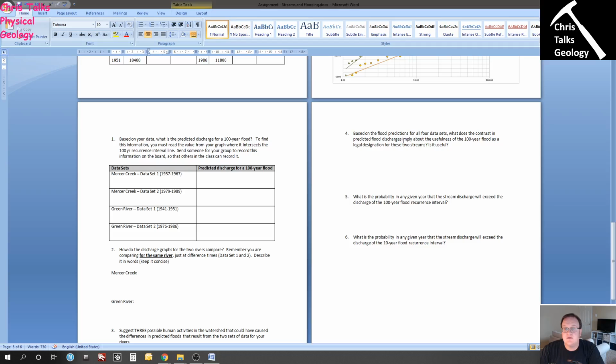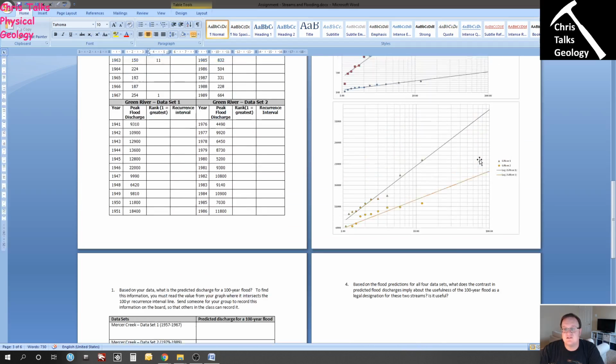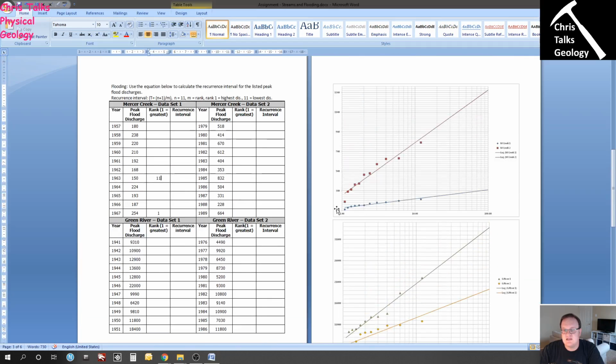Question 4. Based on the flood predictions for all 4 data sets, what does the contrast in predicted flood discharge imply about the usefulness of the 100-year flood as a legal designation for these 2 streams? Is it useful? Here's data set 1 and here's data set 2, and they've been taken for different 11-year periods of time. This data set gave us a predicted 100-year flood size there, whereas this data set gave us a predicted 100-year flood size here.